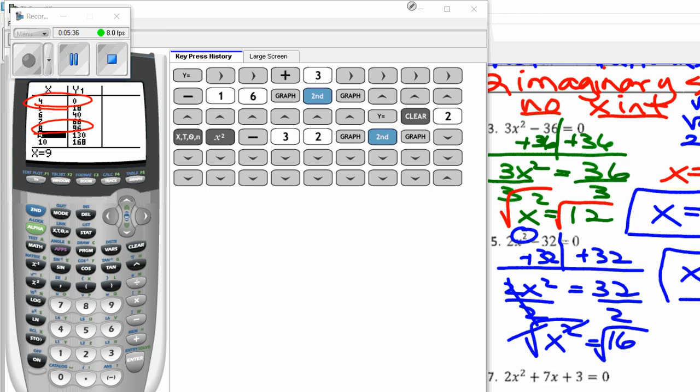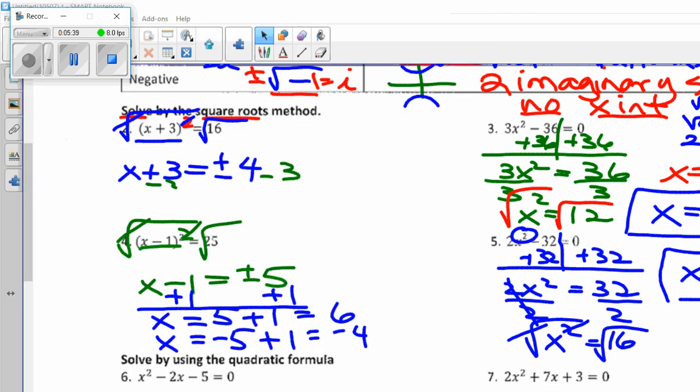Okay. Very good. So that is the square root method, where you take the square root, get x squared all by itself, and then you square root both sides.